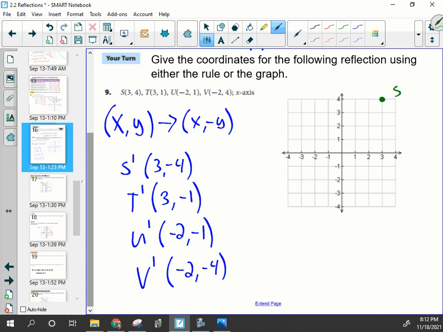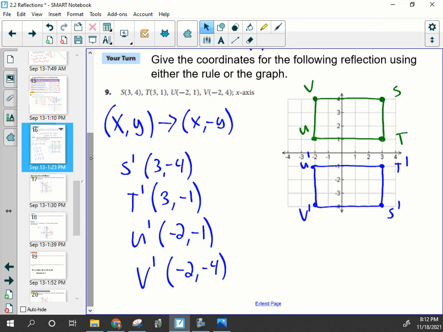If I graph those, 3, 4, 3, 1, and negative 2, 1, and negative 2, 4. Connect them, and then I connect the points 3, negative 4, 3, negative 1, negative 2, negative 1, and negative 2, negative 4. Connect them. My rectangle here was reflected across the x-axis.